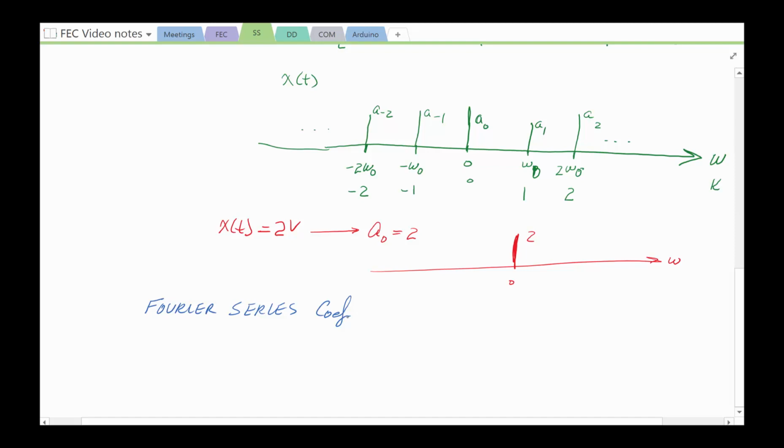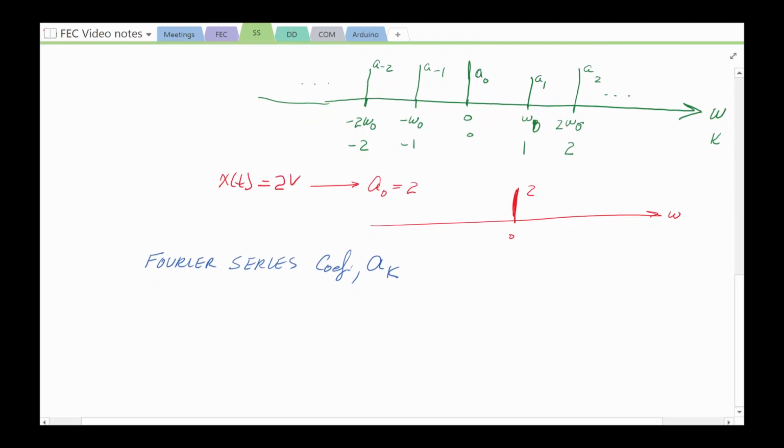Okay, and coefficients would be basically a of k's, right? I won't go through the math here, but the math is available in the text, and I would encourage you to walk through it. But basically the equation you come up with is a of k equals 1 over T integral, which is a fancy way of saying go over a period. You can start anywhere, as long as you stop a period later, you're fine. And then it would be x of t times e to the minus j k omega 0 t dt, and that will find a of k, and that's very useful.